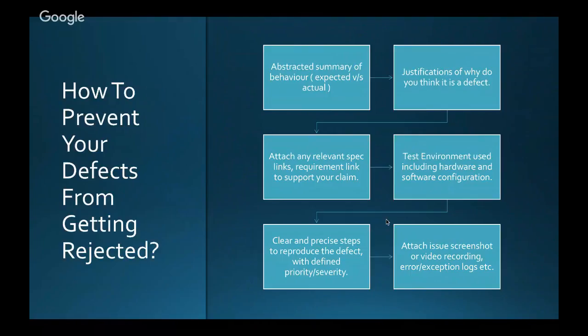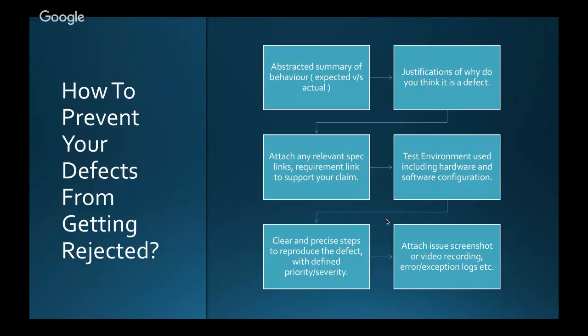Then, the test environment used, including the hardware and software configuration. This is very important. Being a tester, I recommend testers should create their own environment, may it be CI/CD, continuous integration, backend, front end, or any dummy data. All kinds of environment should be maintained by the tester, and it should be a replica of the production environment. And then they can go ahead and attach the test environment related details, including hardware and software configuration.